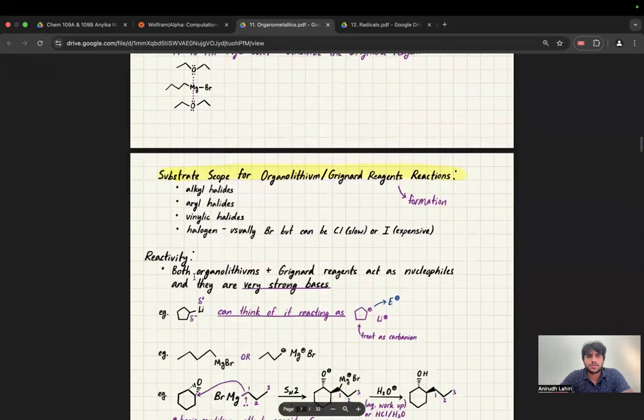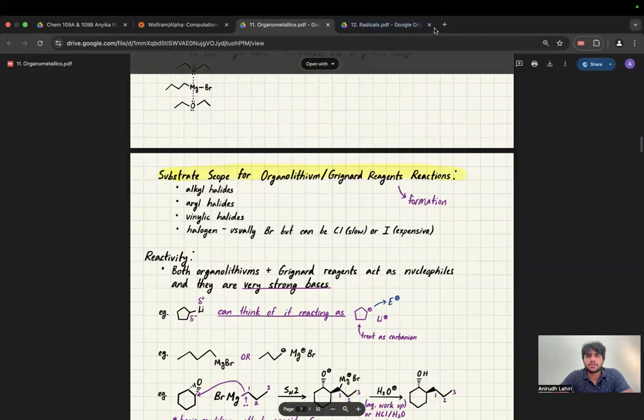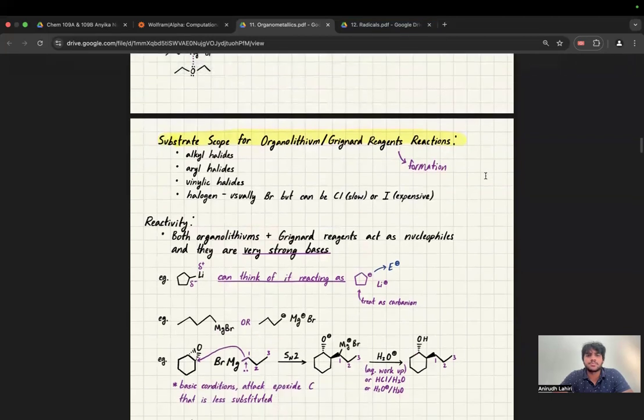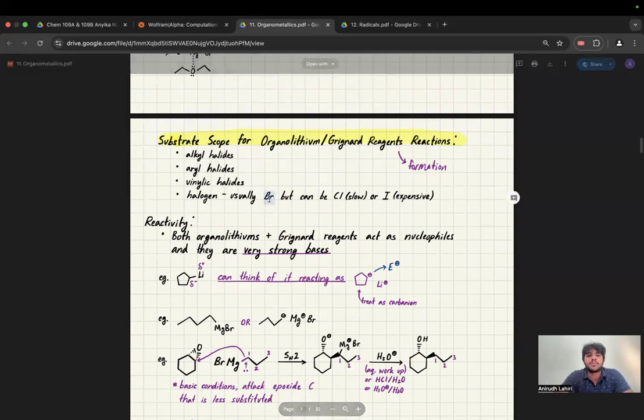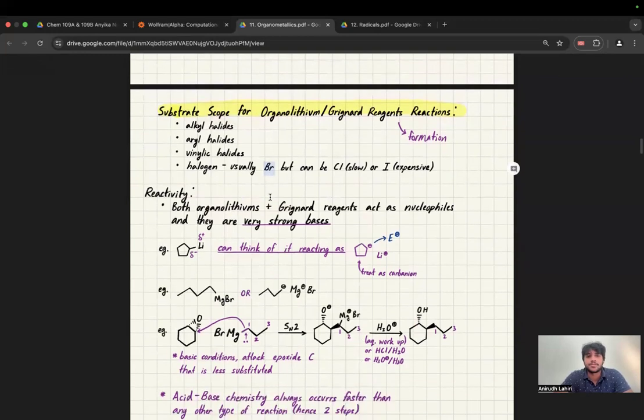Okay, substrate scope for organolithium compounds: alkyl halides, aryl halides, vinylic halides. The halogen is usually Br, but it can also be Cl or I. Practically speaking, we use Br because it's a combination of fast and inexpensive. Iodine is actually really expensive in practical organic chemistry. But for our purposes, we don't care about that, right?